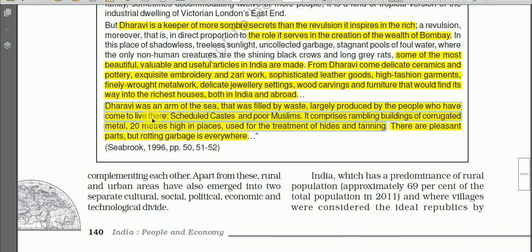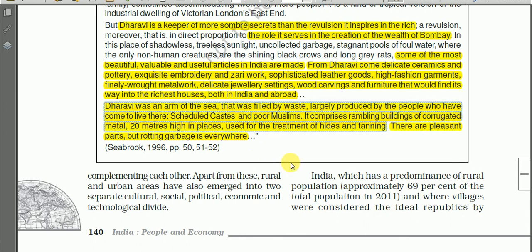Dharavi was an arm of the sea that was filled by wash, largely produced by people who have come here, scheduled castes, then poor Muslims. It comprises rambling buildings of corrugated metal, 20 meters high in places, used in the treatment of leather and tanning. There are also pleasant parts, but rotting garbage is everywhere.